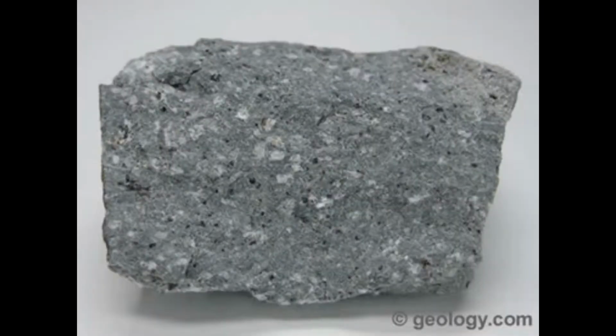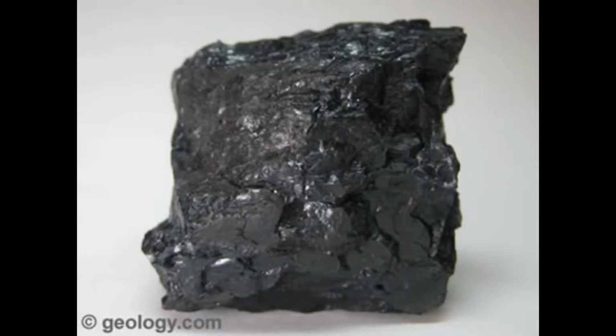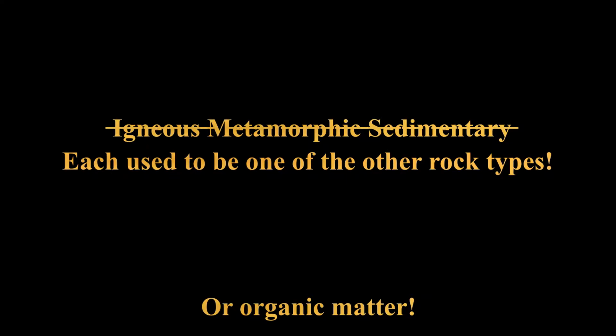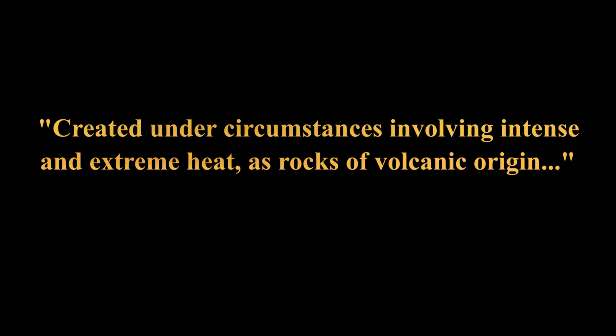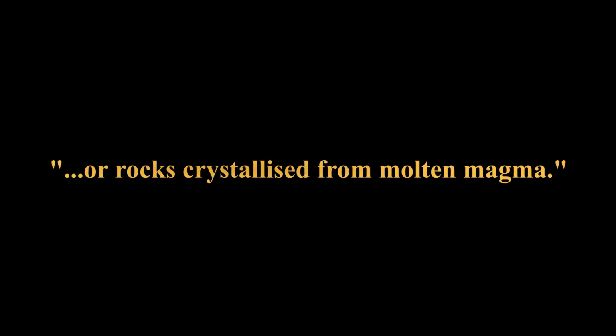Well, all rocks that are made from the rock cycle were previously a different type of rock or some form of organic matter. The term igneous means created under circumstances involving intense and extreme heat, as rocks of volcanic origin or rocks crystallized from molten magma. This means these types of rocks are formed in extreme heat, like the center of the Earth.